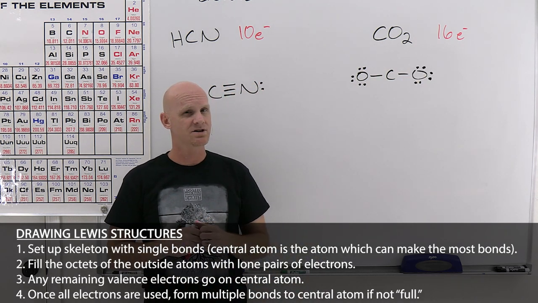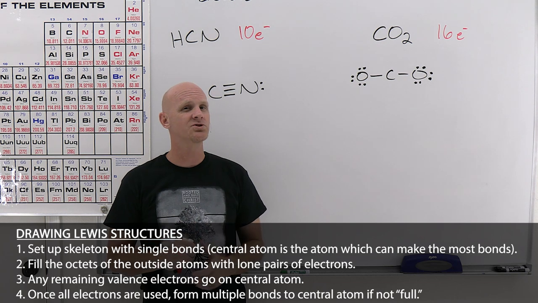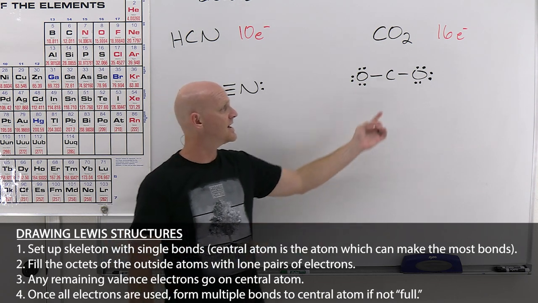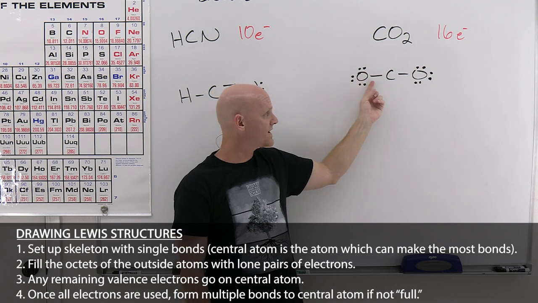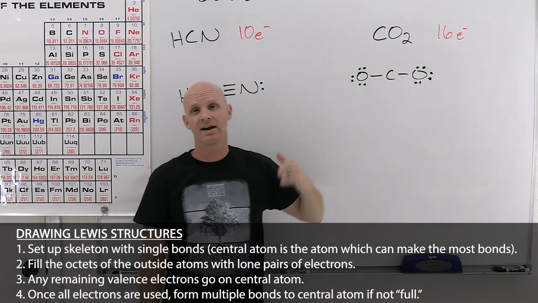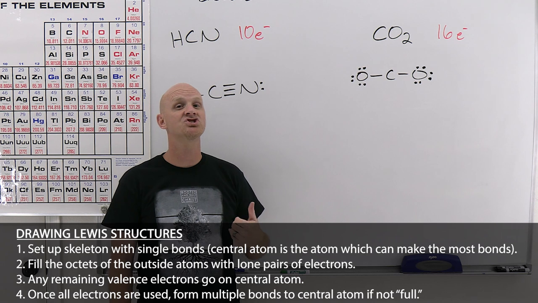And the question we have to ask ourselves when we're out of electrons is, is the central atom happy? I.e., is that central atom full? And in this case, he is not. He's only got a total of 4 electrons. He'd like to have 8. We need somebody next to him to share.